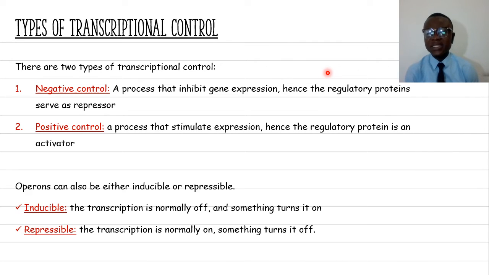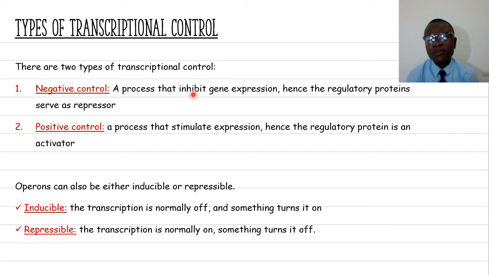So upon understanding the various aspects of an operon, what it is, let's look at the types of translational control. There are two broad types of translational control. We have the negative control and we have the positive control. The negative control is a process that will stop gene expression. Hence, the regulatory protein serves as a repressor.